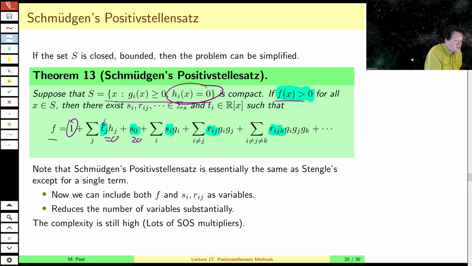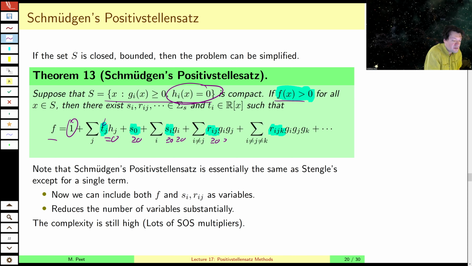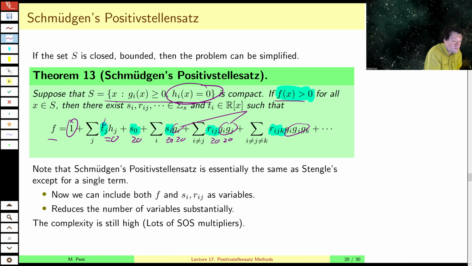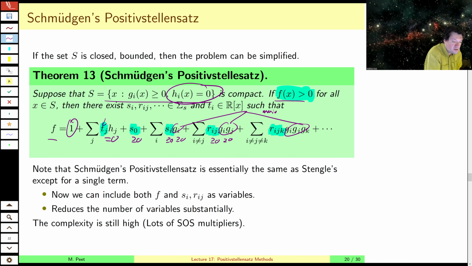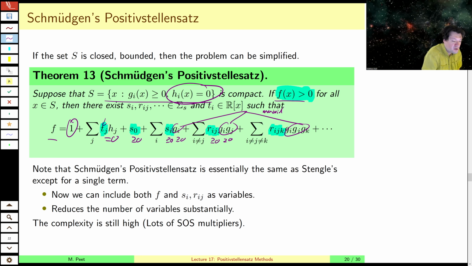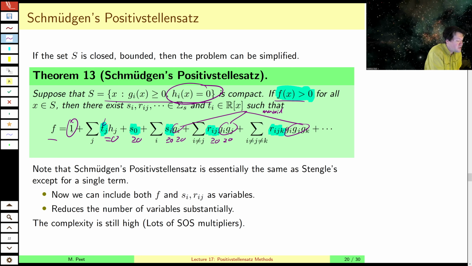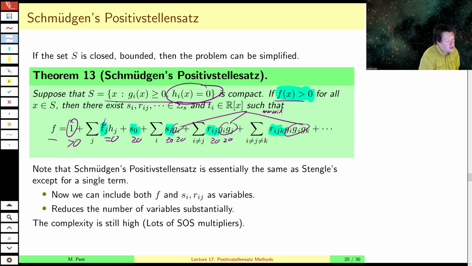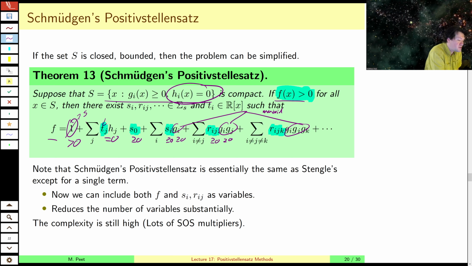So that's greater than 0. This is greater than 0. This is greater than or equal to 0, greater than or equal to 0. You still have to include all the terms in the monoid, however, so complexity is still high. You need a multiplier for each term in the monoid. And then there's the 1, which makes this strictly positive. If you want a sufficient condition, of course, you can just drop that off, but then it's only sufficient.